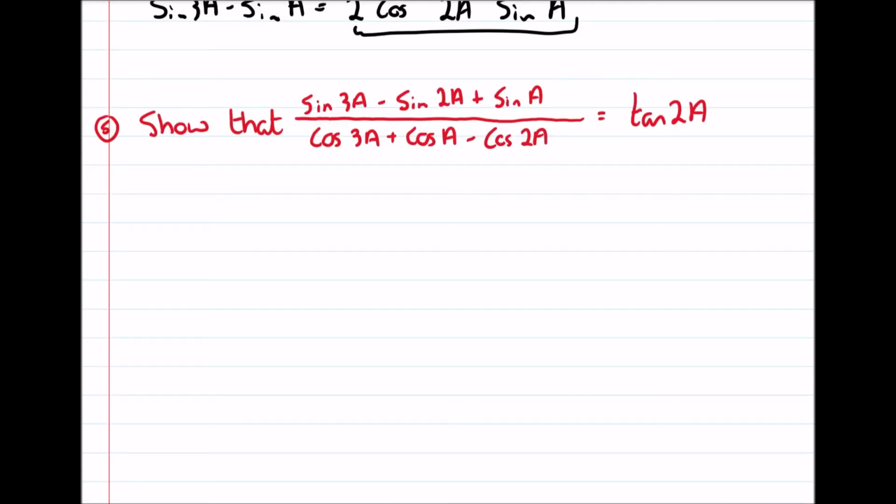Right, last one, and probably the trickiest one. Show that (sine 3a minus sine 2a plus sine a) over (cos 3a plus cos a minus cos 2a) equals tan 2a. We know from earlier on that sine a over cos a equals tan a. So with that logic, we're going to try and get sines over cosines to show tans. If I can get a sine over a cos, I get tans, and if I can get the same on the numerator as the denominator, I can cancel.